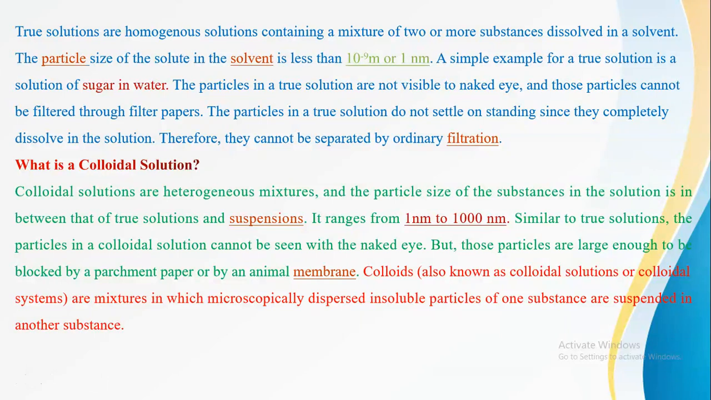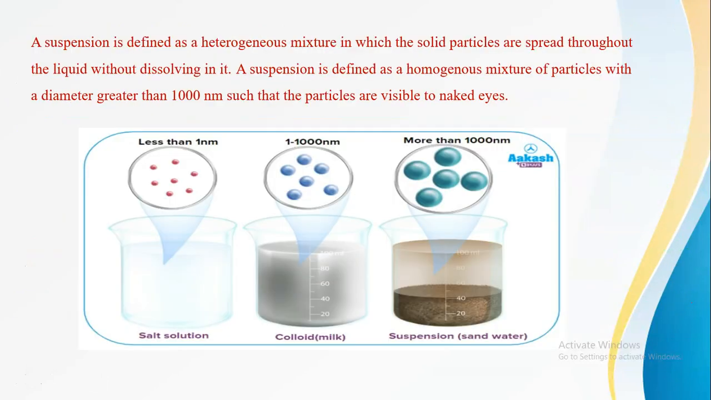In a true solution, the solute is dissolved in the solvent, but in a colloidal solution, the colloidal particles are dispersed in the solvent. So in a true solution, dissolution of the solute takes place, but in a colloidal solution, dispersion of the particles takes place. Next, a suspension is also a heterogeneous mixture in which the size of the particles is greater than 1000 nanometers, and the particles can be visible to the naked eye.